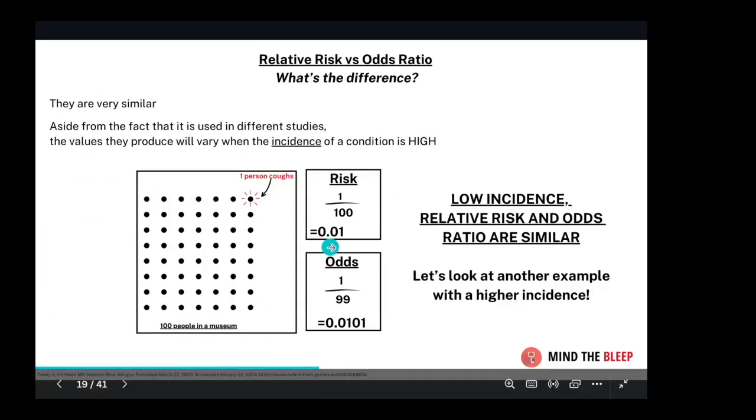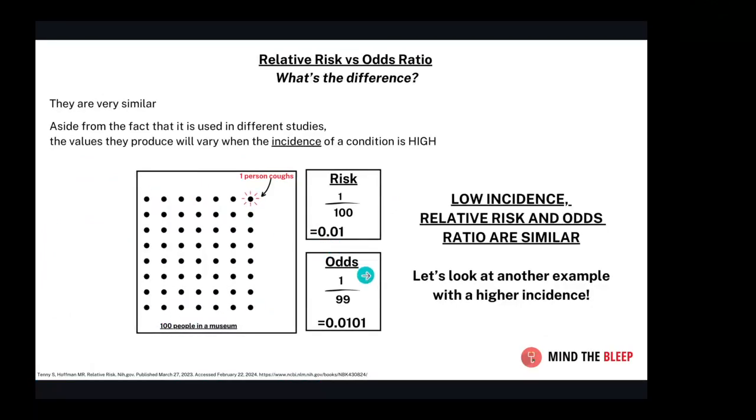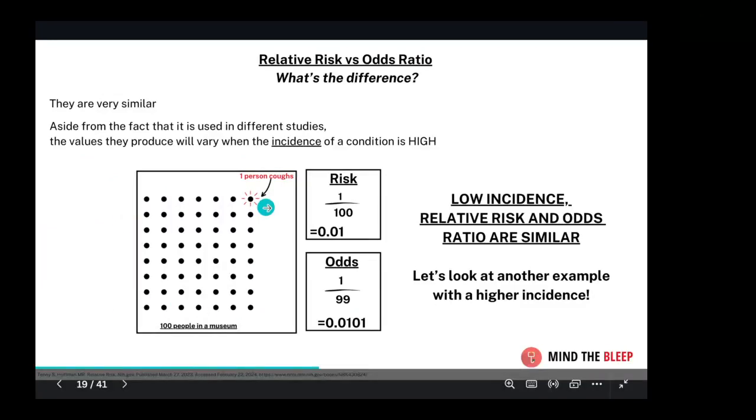So that's 0.01. The odds is not the same as the risk. It's not 1 in 100. You take the one person and you subtract it from the total population. So it's 100 minus 1, which is 99. So the odds of a person coughing in the museum at this given time is 1 out of 99. So the values of the risk and the odds here are really similar.